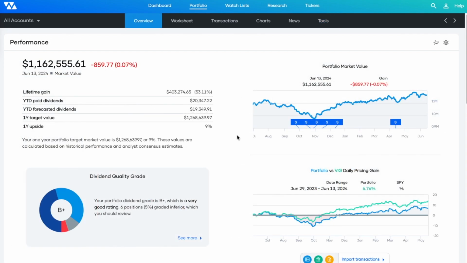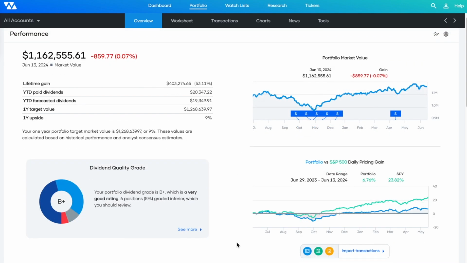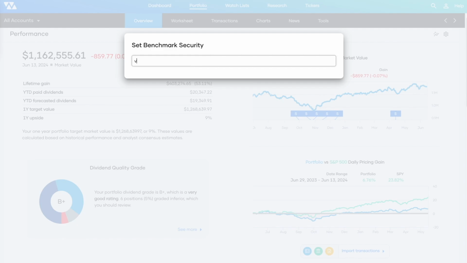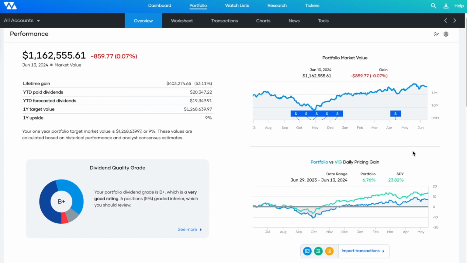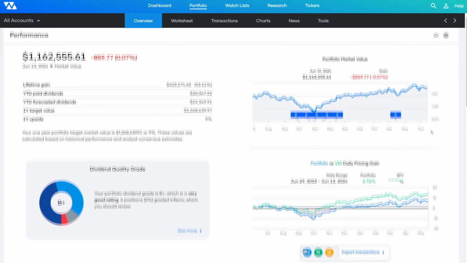This chart here shows a 1-year history of your portfolio's market value and daily changes. You can also see buy and sell transactions, including trade details when you hover over each buy or sell flag. The last chart compares your portfolio to a selected benchmark based on daily price gains. You can change from the default SPY, which is the S&P 500 ETF, to something like VIG, which is the Vanguard Dividend Appreciation ETF, or any other benchmark of your choosing.